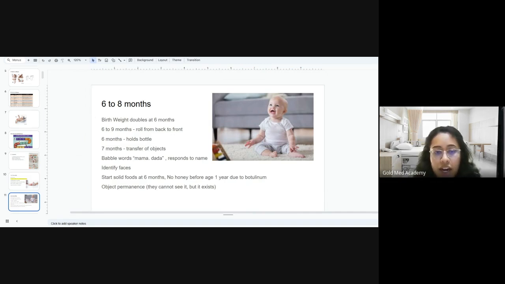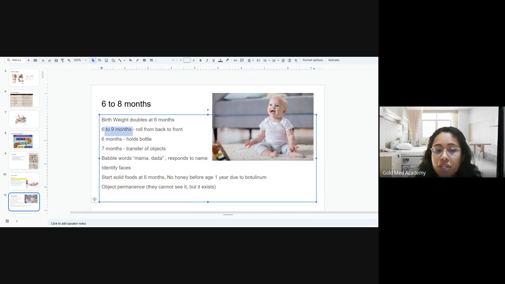At 6 to 9 months, they should have already established this. So even though this is on here, really by that 6 to 9 month period, they should be able to roll from front to back, from back to front. They should be able to do that. They should go the full circle.